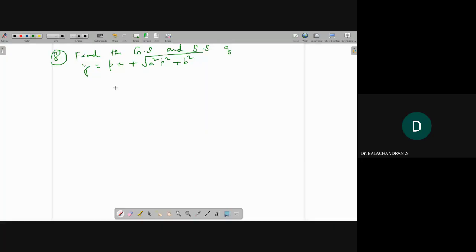Anyway, I will do this problem and then I'll continue with the next one. The solution of this problem is, we know that this is Clairaut's equation, y is equal to px plus a function of p. So the general solution is y is equal to cx plus root of a square c square plus b square. So this is equation 2, a general solution of equation 1.